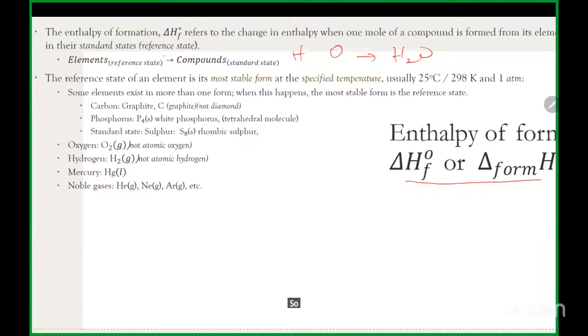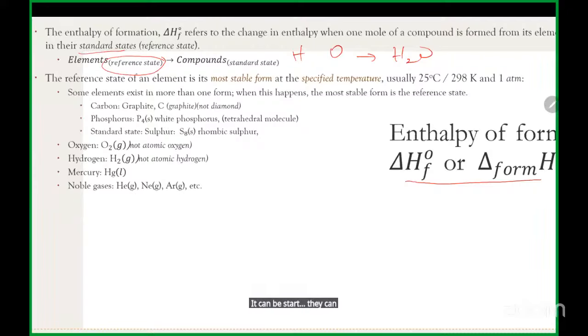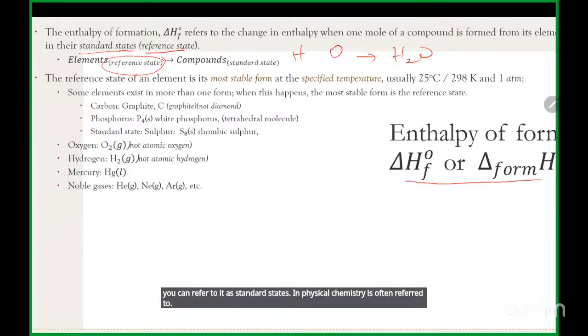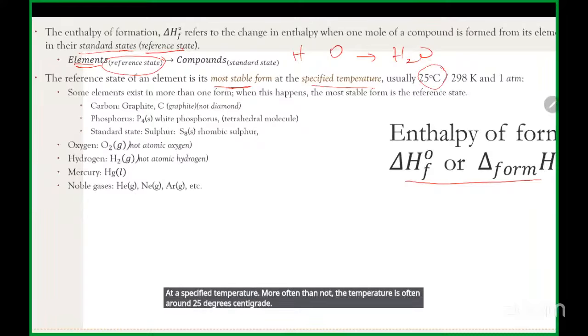When we're talking about reference states, depending on the textbook that you pick, you can refer to it as standard states. In physical chemistry, it is often referred to as a reference state. The standard state for the element is the most stable form at a specified temperature. More often than not, the temperature is around 25 degrees centigrade.